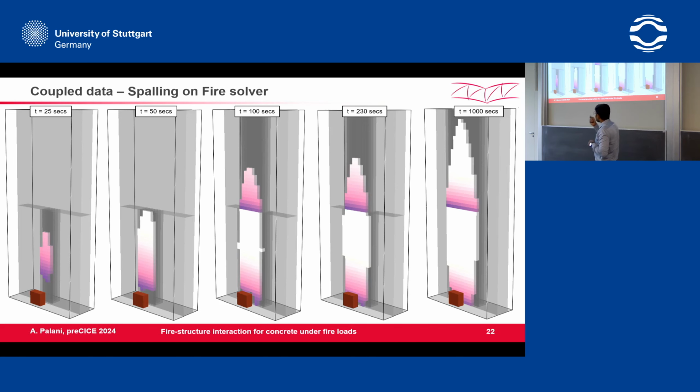So you can see the development of the hole over time, and finally, at 1000 seconds, the complete wall that is exposed to the fire is completely filled with holes. This is just the first layer of the concrete falling down, but for the hole to penetrate the complete wall, it will take even more time.